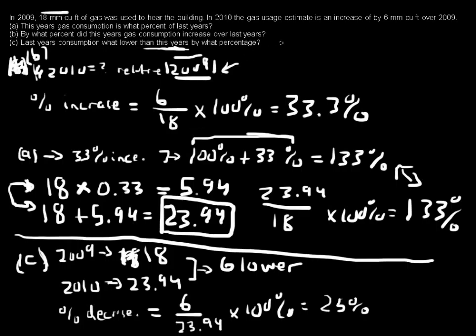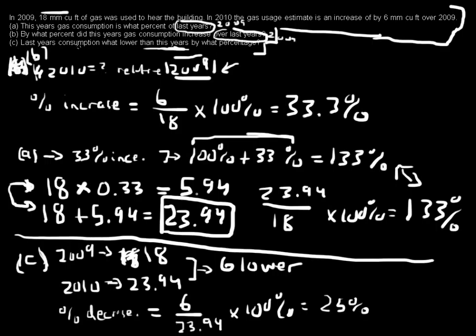If you're going to take one thing away from this whole example, it's always remember what they're asking you and the wording, relative to what. So for example, question A, this year's gas consumption is what percent of last year's? Since it's relative to last year, that goes in the denominator. What percent did this year's gas consumption increase over last year? So compared to last year's. Last year's, 2009. Last year's gas consumption is how much lower than this year's? So this is compared to 2010.